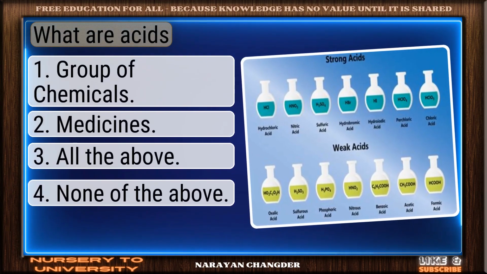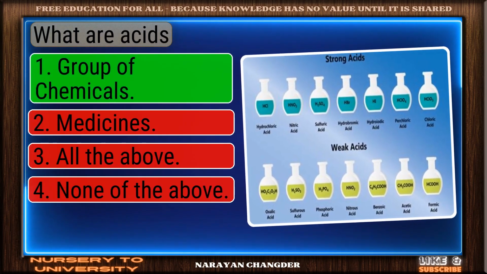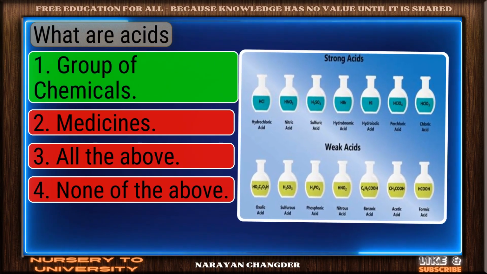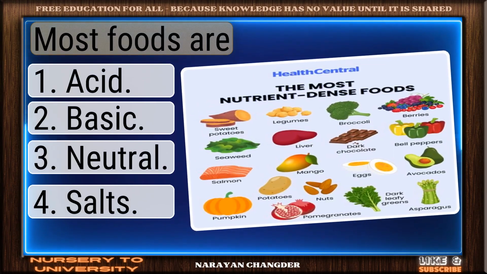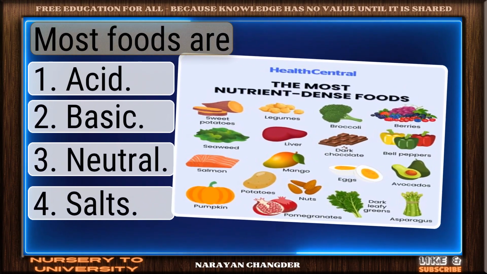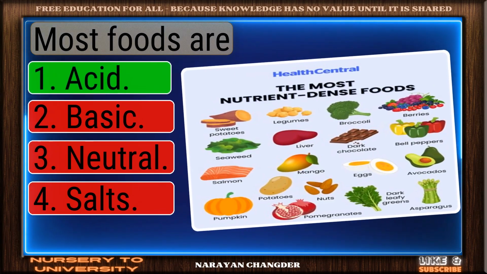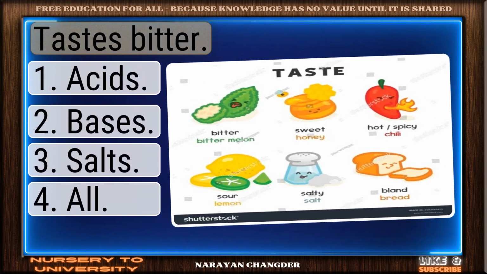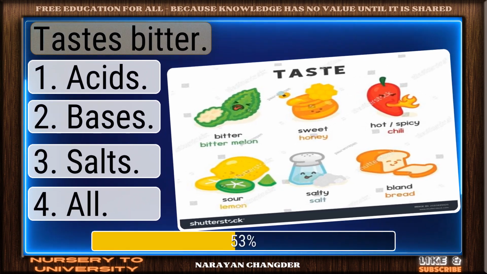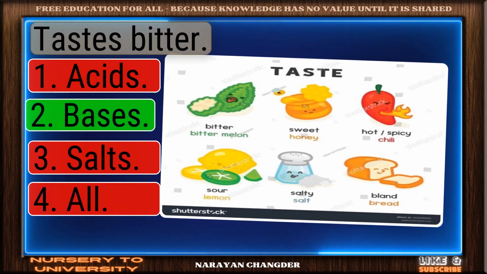Question number 284, what are acids? Well reasoned. Group of chemicals is the correct choice. Question number 285, most foods are. Right again. Acid is a valid answer. Question number 286, taste bitter. Solid response. Bases is a valid choice.